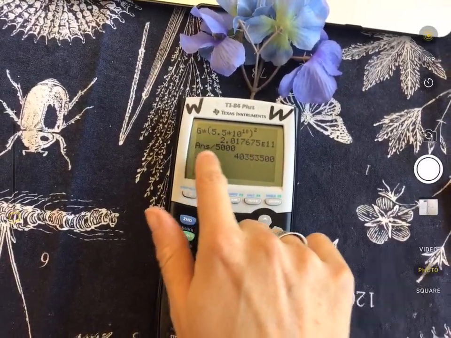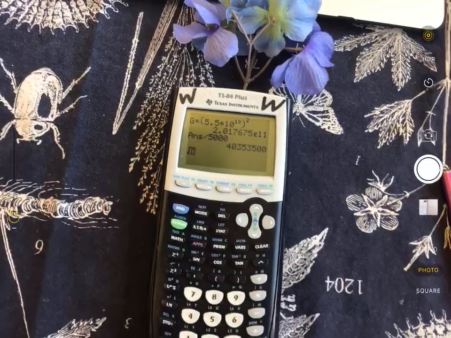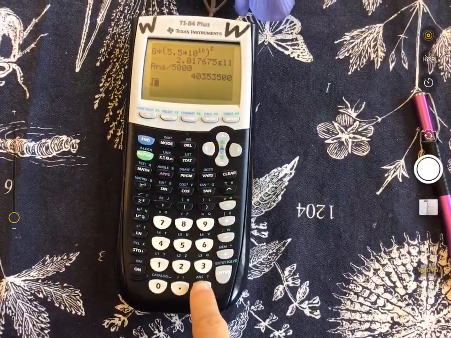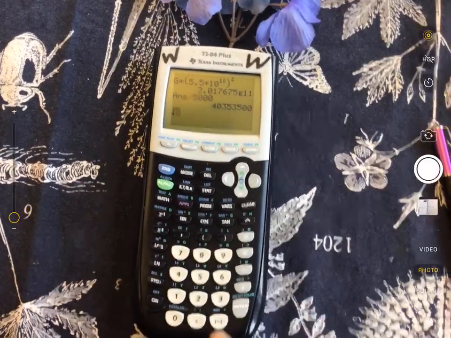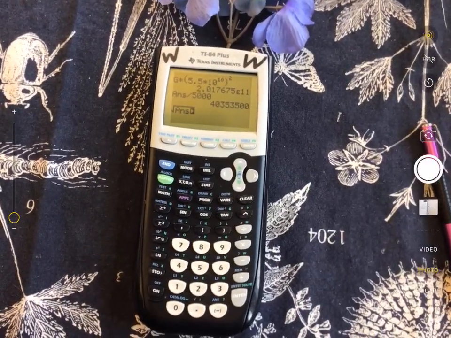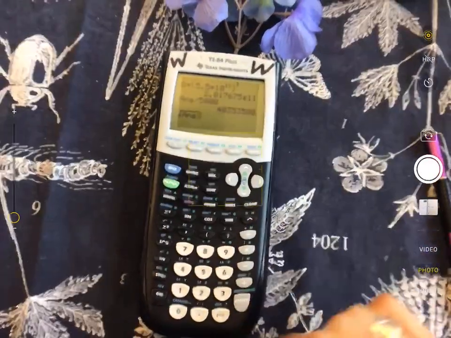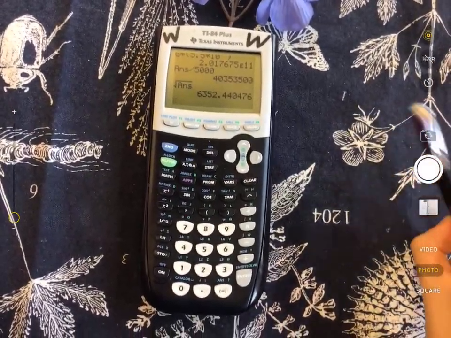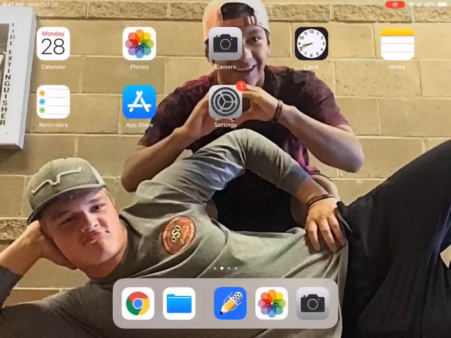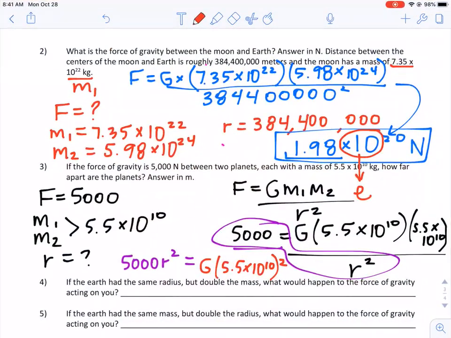A hint to get this answer, if you need it in a square root where it's not automatic, the answer down here is blue. So you hit the blue second and then the minus sign or negative, and that'll put the answer from above. So 6,352.44 meters is our final answer.